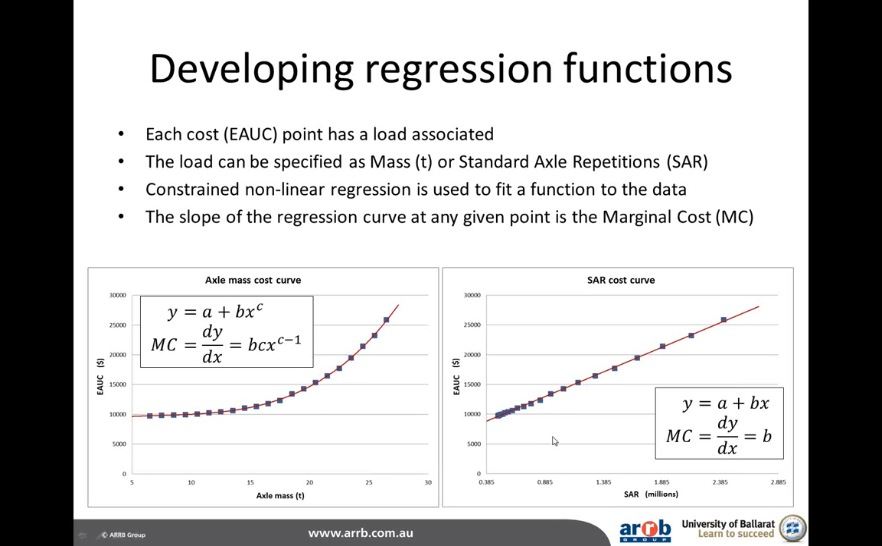The slope of a regression curve at any point gives us the marginal cost. So taking the derivative of this, we end up with this slightly complex equation to give us the marginal cost, where we're using axle mass as the variable. If we're using SAR as the variable, we have the coefficient. The marginal cost is a constant at any load. And so that's where using SAR as our loading variable becomes very, very useful.